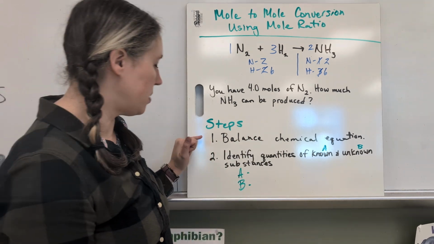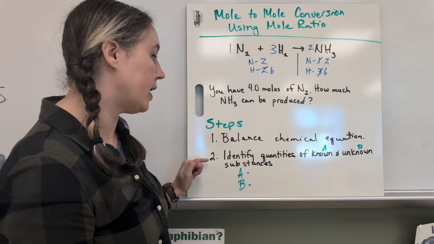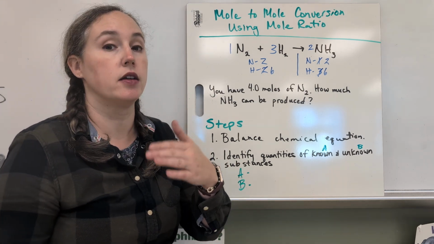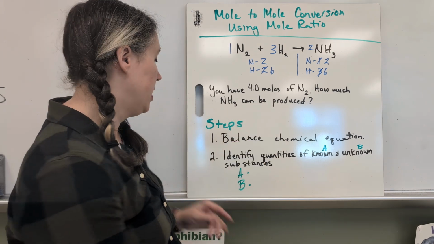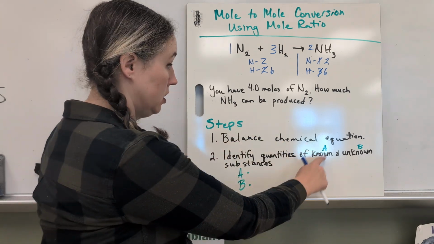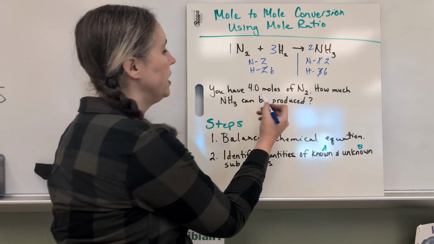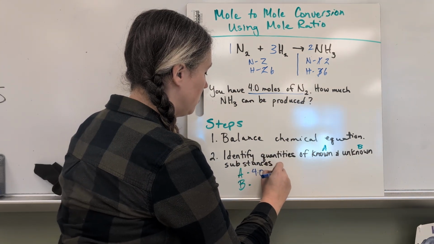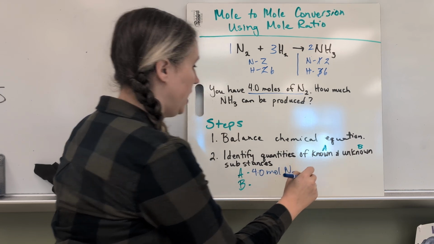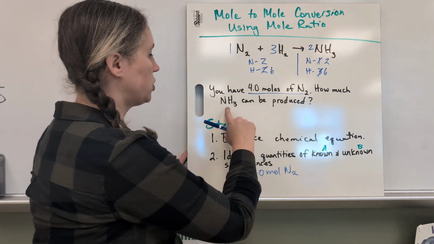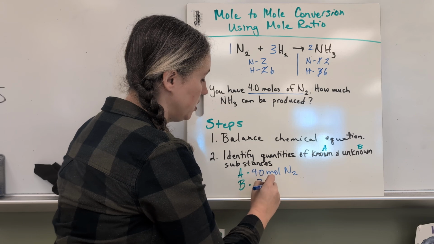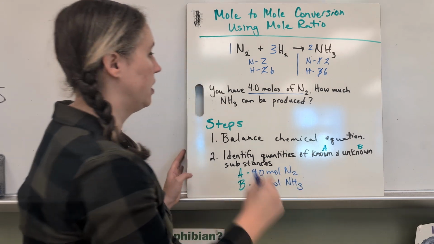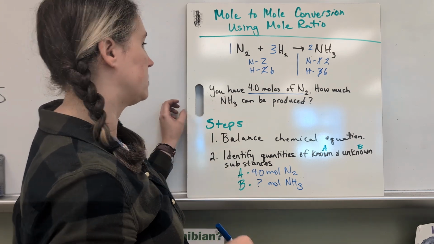So once we've balanced the chemical equation, we need to identify the quantities of our known and unknown substances and identify them as A and B. So A is what we know, right? And so we know from the problem that we have 4.0 moles of N2. And we don't know how much NH3 we have. So we don't know how many moles of NH3 we have. All right.